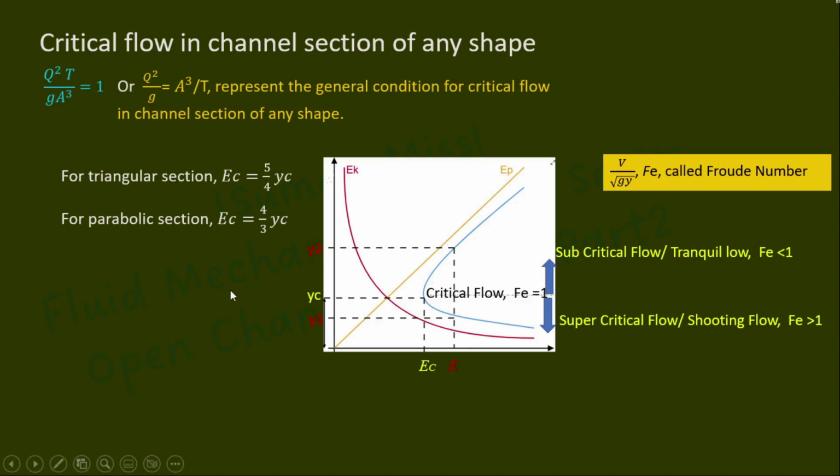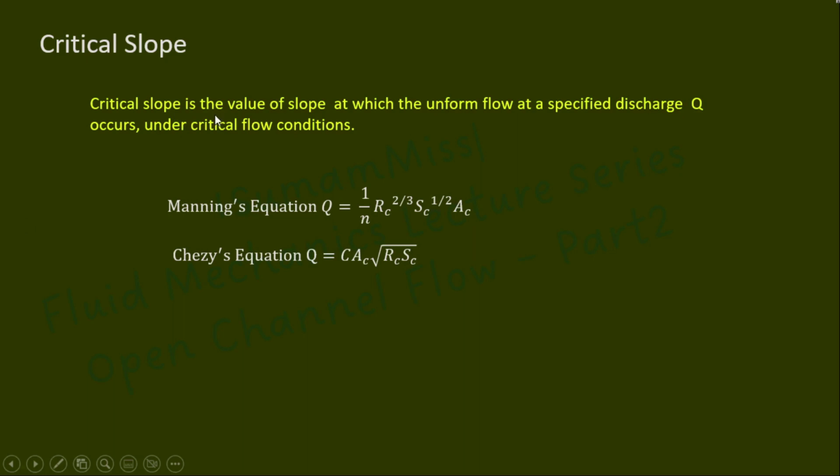Now let us discuss critical slopes. Critical slope is the value of the slope at which uniform flow at a specified discharge Q occurs under critical flow conditions. Since it is uniform critical flow, the flow depth at all different sections is equal to the critical flow depth. So we can utilize Manning's equation or Chezy's equation for the computation of discharge.